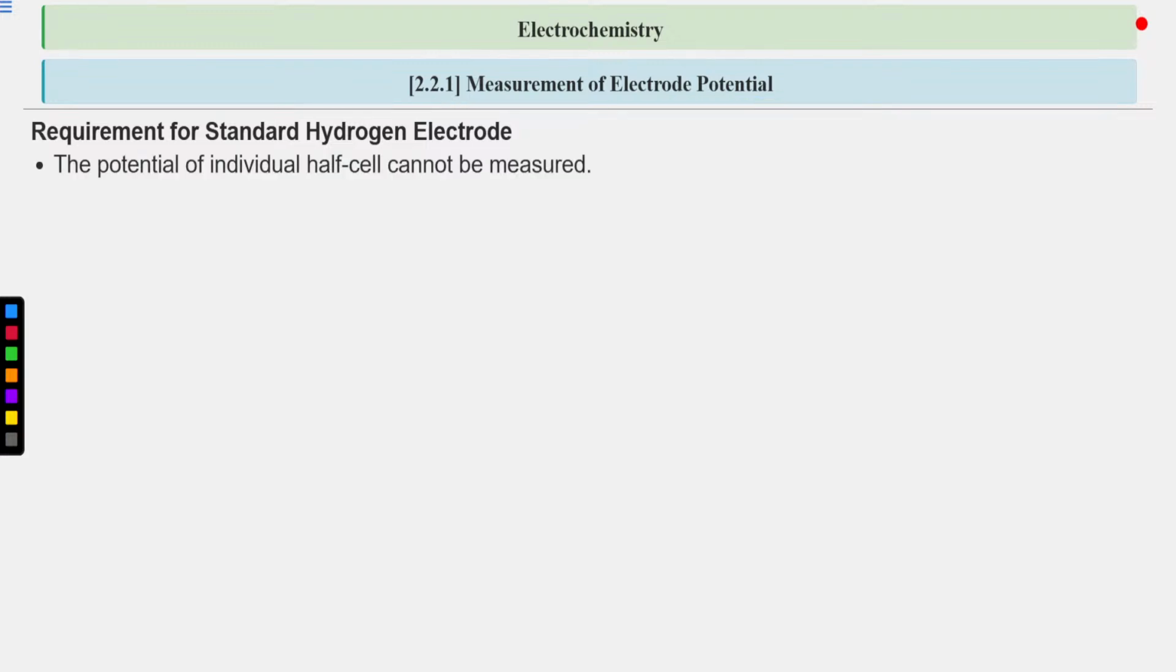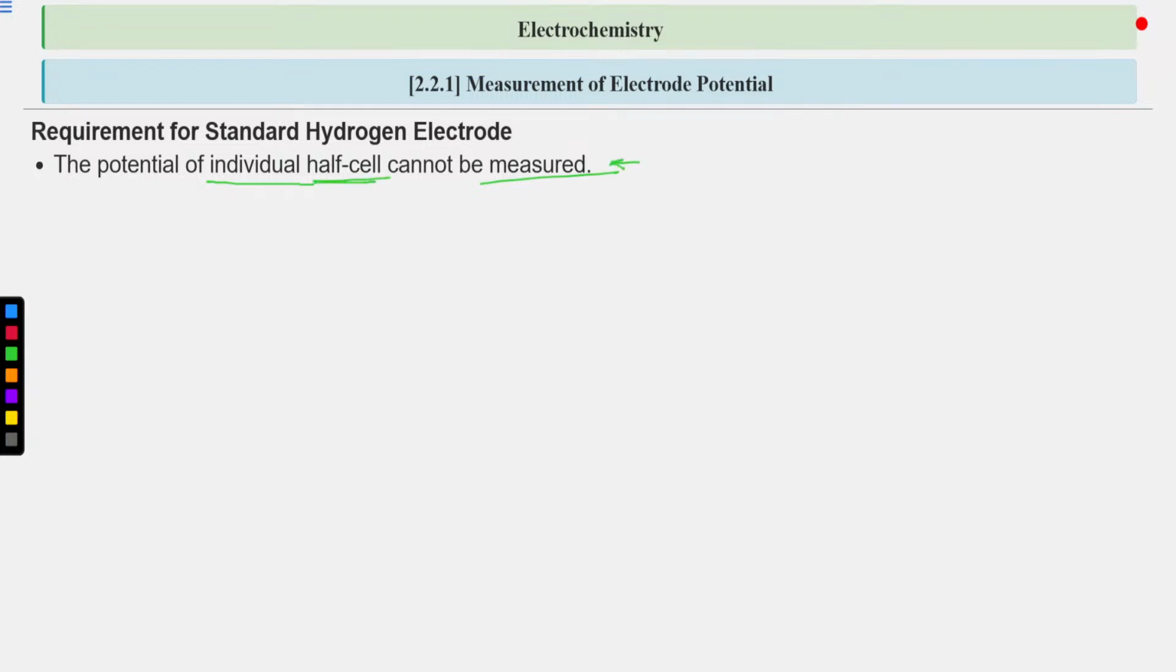So the potential of an individual half cell cannot be measured. Previously we have studied the electrochemical cell, the redox reaction, the half cell reactions of a redox reaction, and also the representation of a cell, the representation of a half cell, and how the half cell reaction is written. We have also talked about the potential or EMF of a particular cell. So here it is written that the potential of an individual half cell cannot be measured.